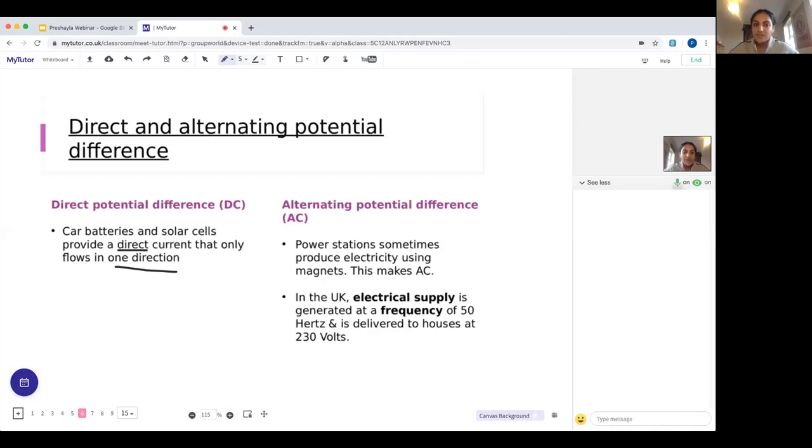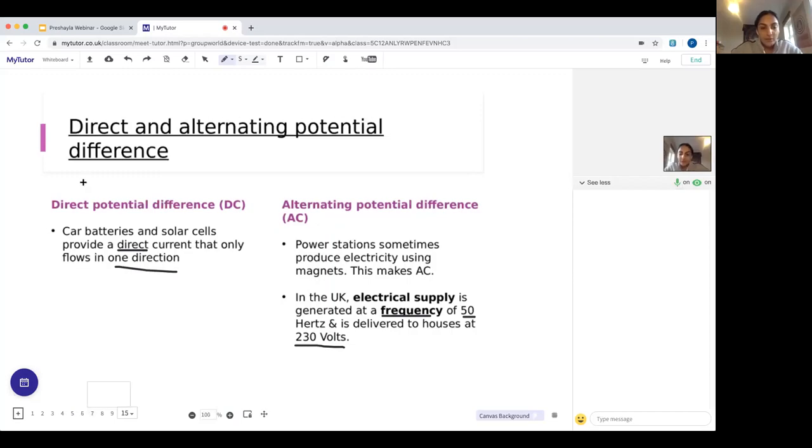Now, facts that you need to know about alternating current and about mains electricity are, first of all, that it's generated at a frequency of 50 hertz and it's delivered to houses at a potential difference of 230 volts. So they are simple recall facts that you must memorize, and they may ask you, what is the potential difference of mains electricity? That would be 230 volts. And what is the frequency of AC mains electricity? Well, that would be 50 hertz. Okay.